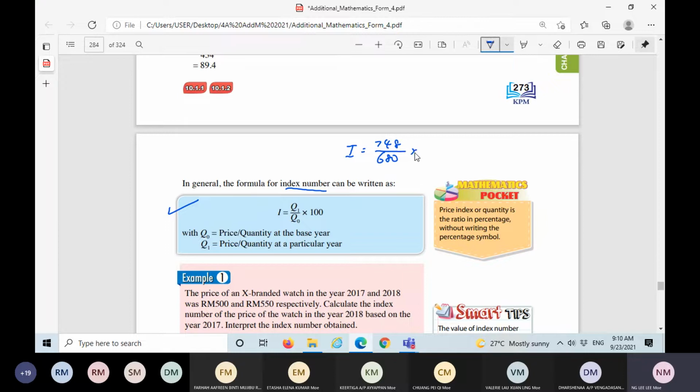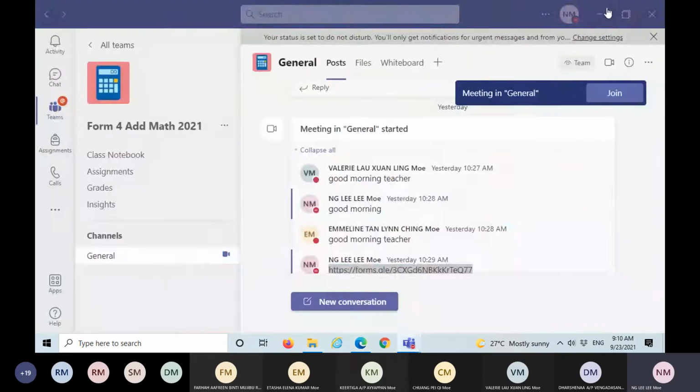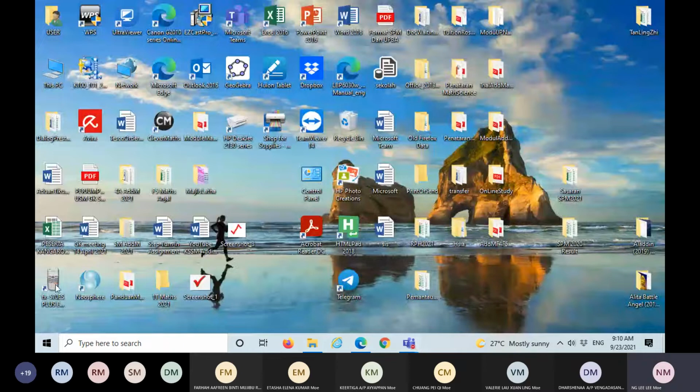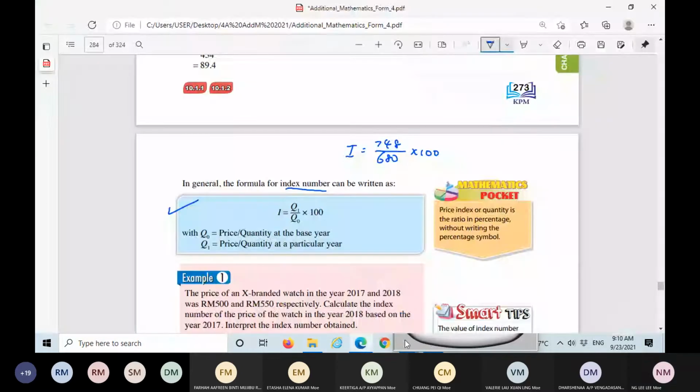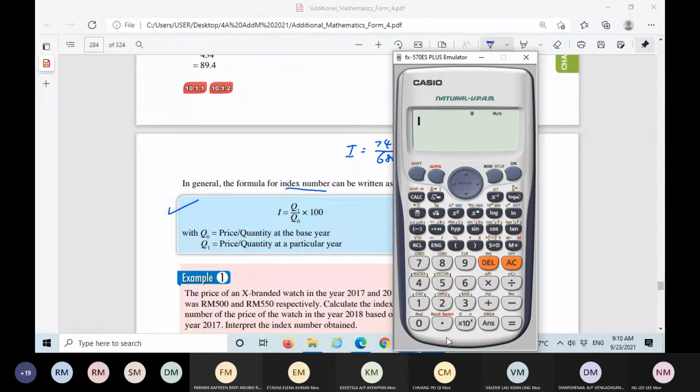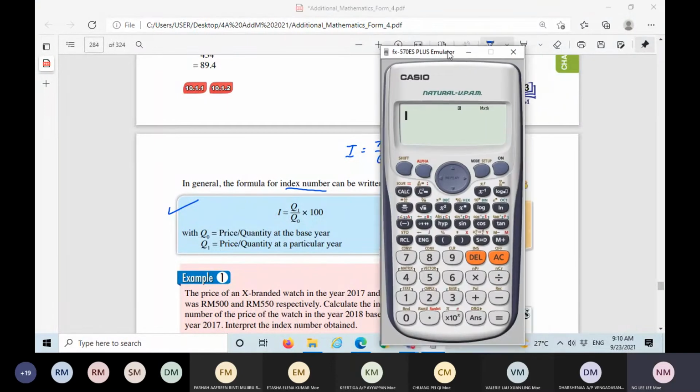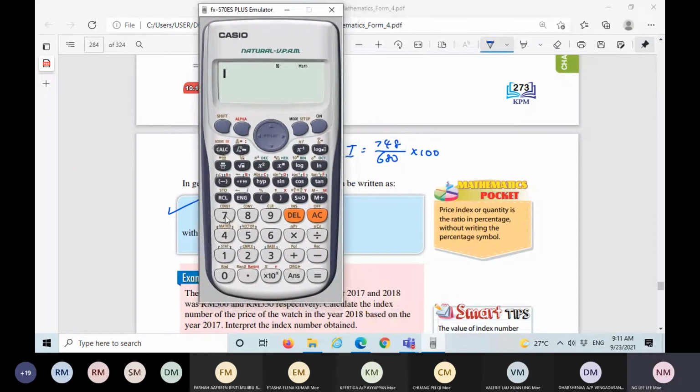680. Okay, then remember to times 100. Okay, 748. Okay, divide by 680. Okay, then times 100. Okay, so you see 110.